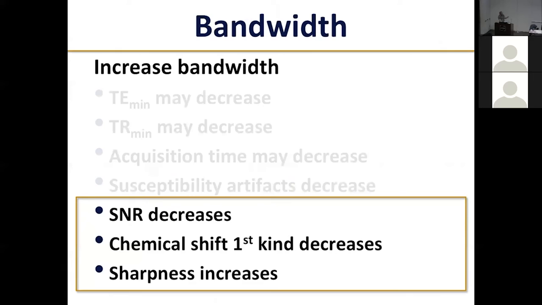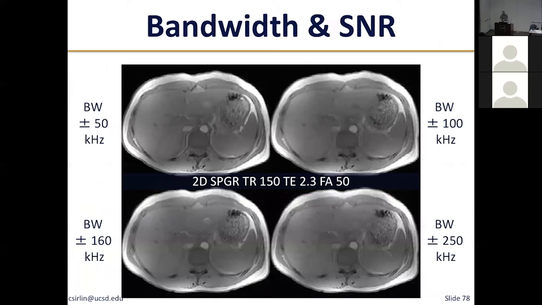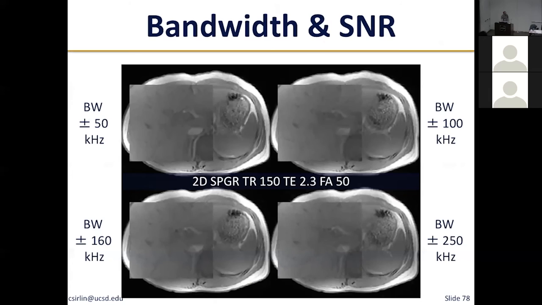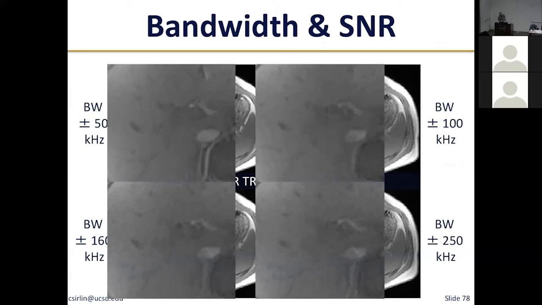So here we have a sequence. Here are the details in case you care. This particular individual was imaged with a bandwidth of plus or minus 50, plus or minus 100, plus or minus 160, plus or minus 250. Even if you don't really know what bandwidth is, you can appreciate that the bandwidth is going up. And as the bandwidth goes up, notice that the images become more and more grainy. To illustrate that, let me maximize a little bit. Can you appreciate that this image is a little bit grainier than this image? So as the bandwidth goes up, the signal to noise goes down by a little bit.